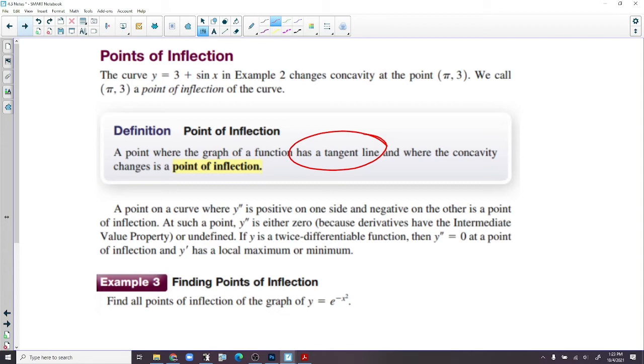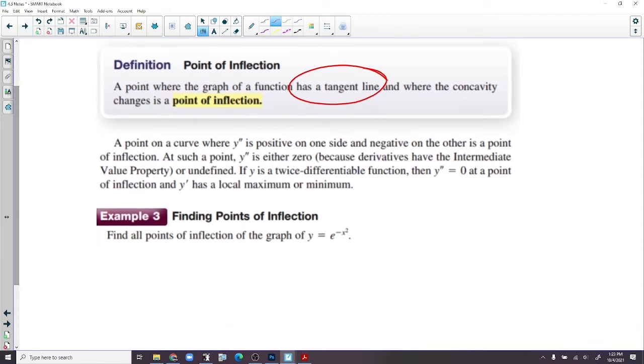A point on a curve where y double prime is positive on one side and negative on the other is a point of inflection. At such a point, y prime is either 0, because derivatives have the intermediate value property, or undefined. If y is a twice differentiable function, then y double prime equals 0. At a point of inflection, y prime has a local maximum or a minimum.